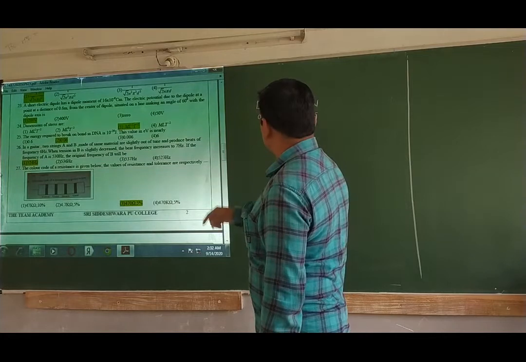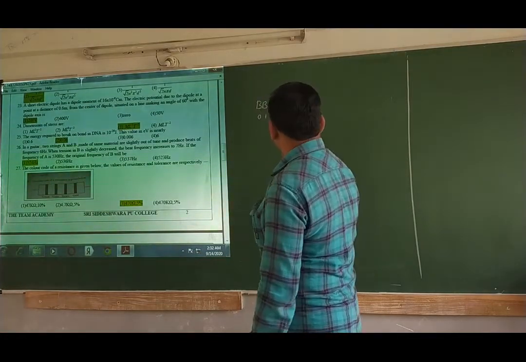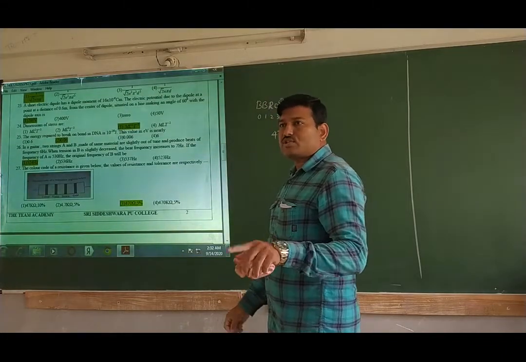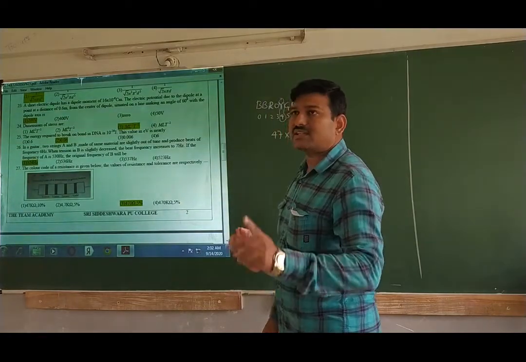What is the first color? Yellow. Yellow refers to 4. Second color violet. Violet refers to 7. After writing the first two colors, you have to multiply with 10 to the power of the third color. What is the 10th power here? The third color represents the 10th power.